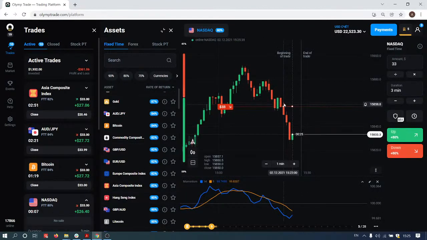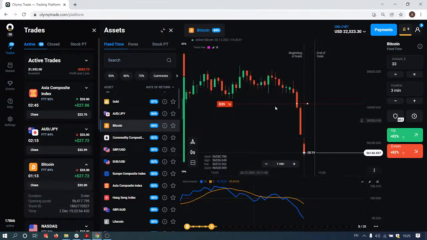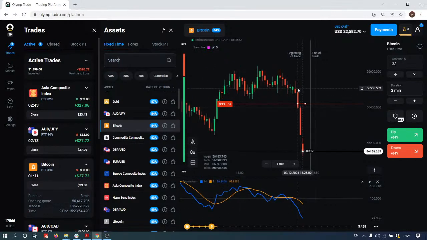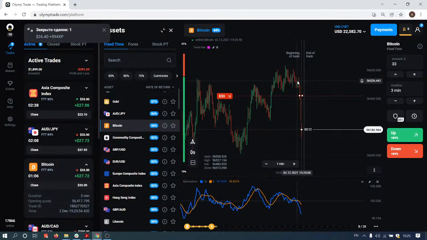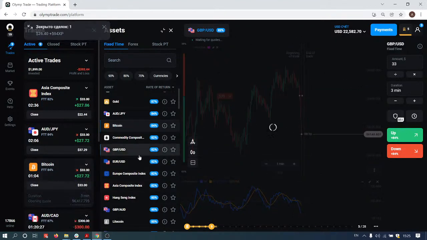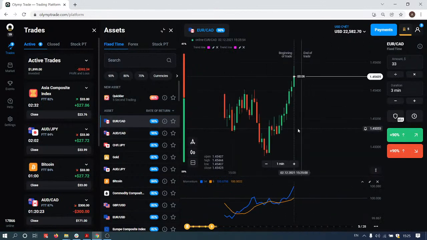Wow, Nasdaq closing with a profit. Beautiful. Wow, look, it dropped 30 points in just 3 minutes. That's fast. Wow, and Bitcoin, what happened? Dropping like 1% in 2-3 minutes. Also, maybe some news was published or something.